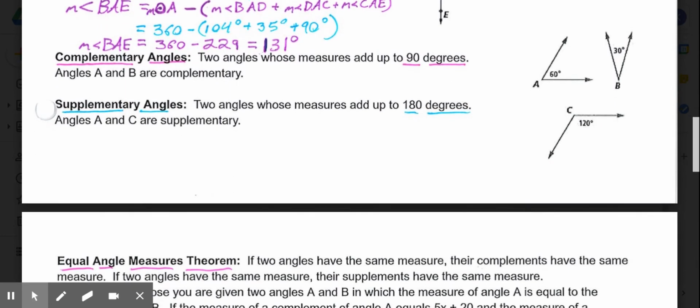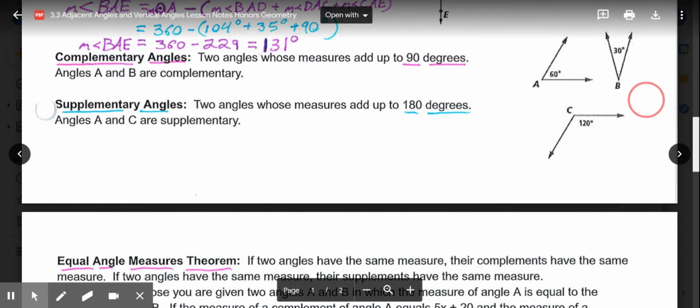Then we get into two special classifications of angles. We have complementary angles and supplementary angles. Complementary angles are simply a pair of angles whose measures add up to be 90 degrees. So it doesn't matter if they're adjacent or not, but if their measures add to be 90 degrees, they are complementary angles, as you can see with A and B over here. Supplementary angles are two angles whose measures add up to 180 degrees. So looking at our image over at the right, angle A and C are supplementary because they add to equal 180.